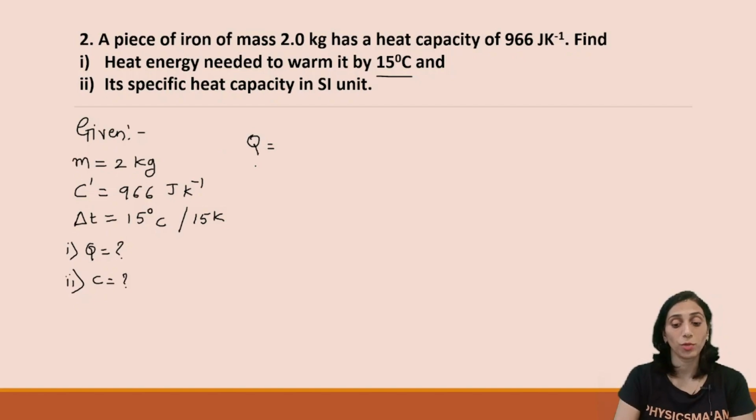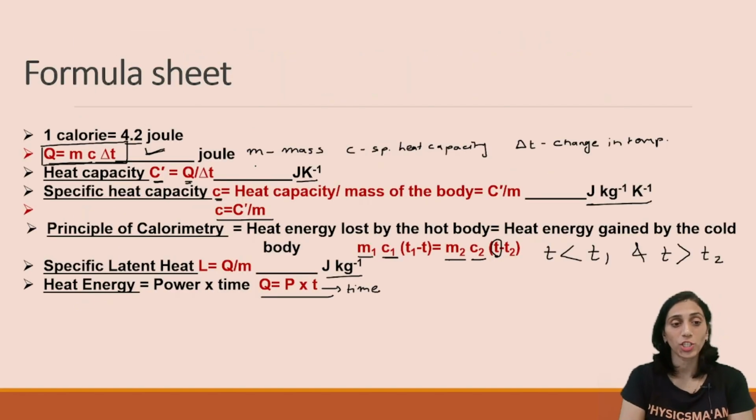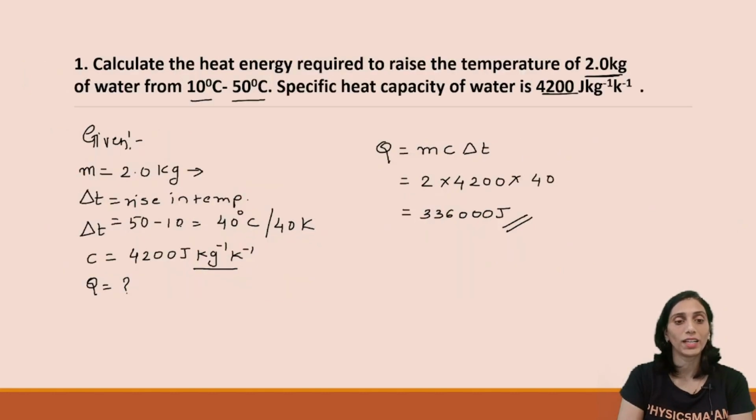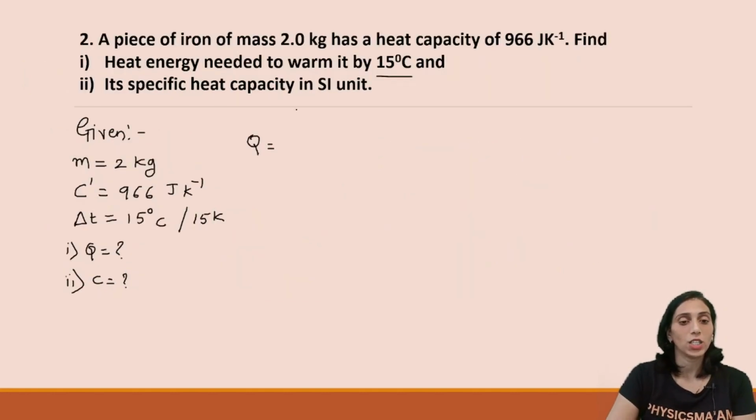yes, which formula to be used now? Can we just go back to the formula sheet and check? Yes. Do I have a heat capacity given? Yes. Heat is not there. Delta T is there. So can I use this formula over here? C dash is equal to Q by delta T. Yes, I can use this, isn't it? Okay. So I use this. C dash is equal to Q divided by delta T. So I write C dash is equal to Q divided by delta T.